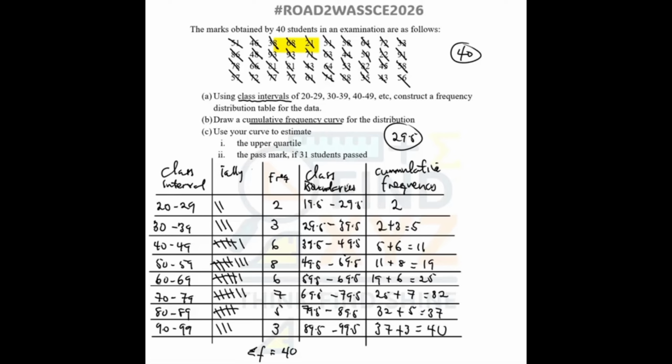Now watch this. The last cumulative frequency should be equal to the total number of students that took the examination. That is 40 students. So we are going to plot only the upper class boundaries. Take note, why are we going to plot the upper class boundary? So for example, in the class of 19.5 to 29.5, we have 2 students within that interval.